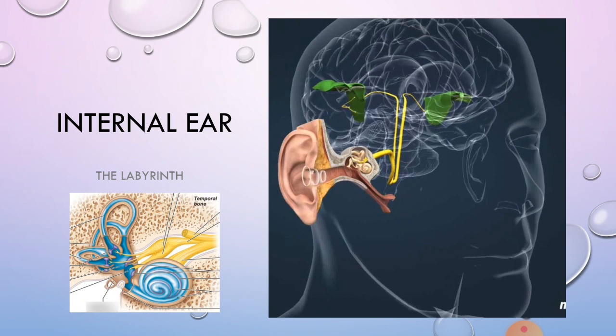Now, after discussing the important anatomical landmarks of the external ear and middle ear, today we're going to discuss the features of the internal ear, which is the third and the last part of the ear.